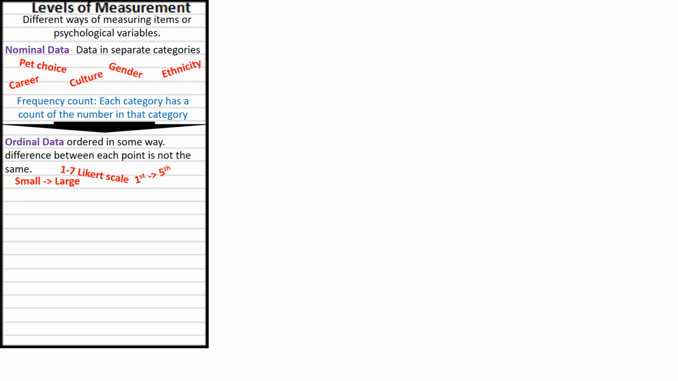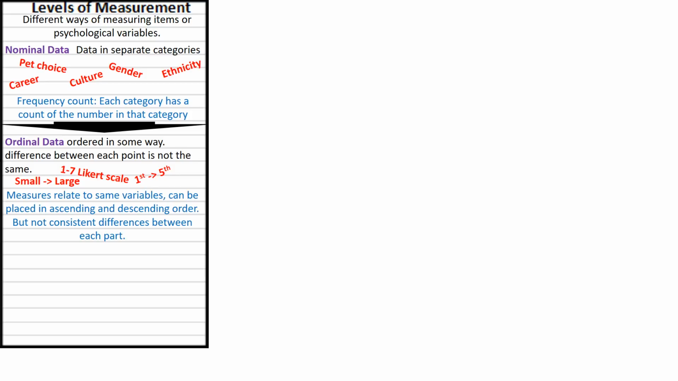And another example is first to fifth. Maybe you have a writing competition and you can say, well, this is the best essay and this is the second, third, fourth, fifth. And you can say, I've made a judgment between them about which is the best essay. But the difference between the best essay and the second best might not be the same as the difference between the fourth and the fifth. So our measures do relate to the same variable and we can put them in ascending or descending order, but we just don't have a consistent difference between each point.